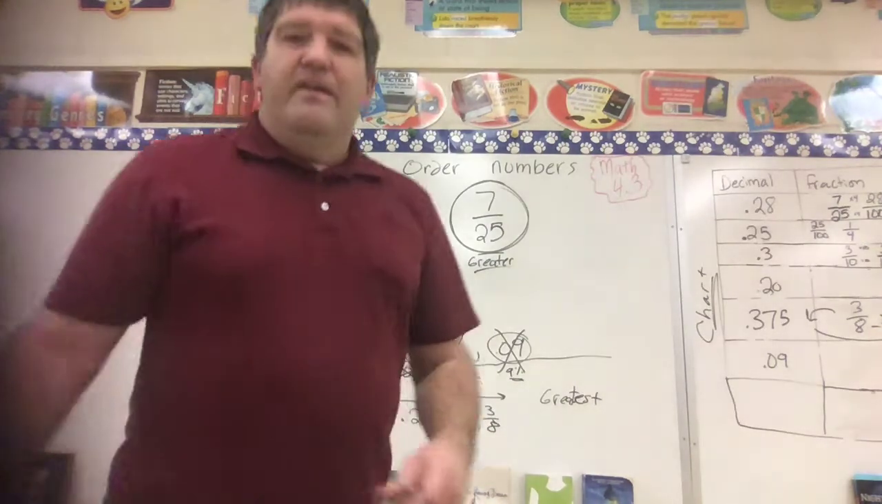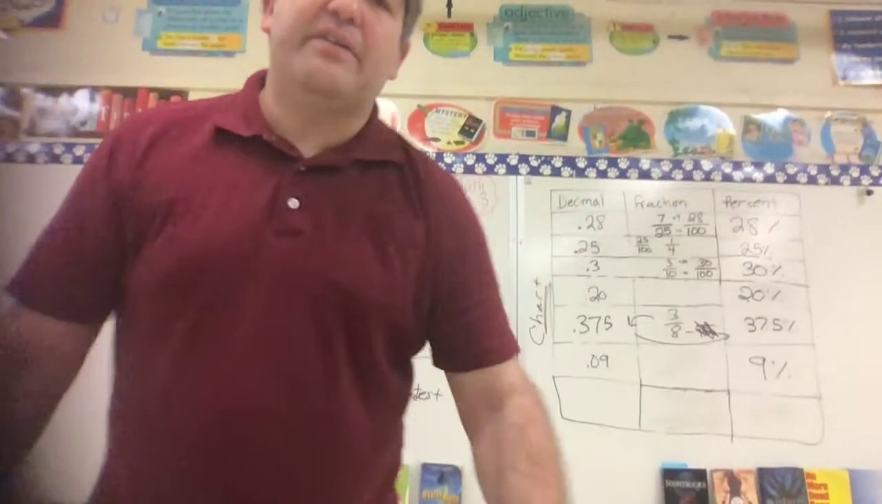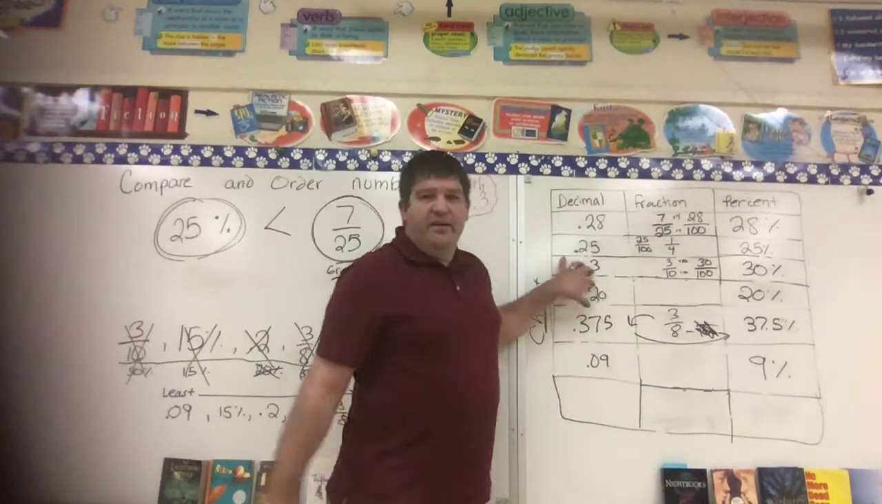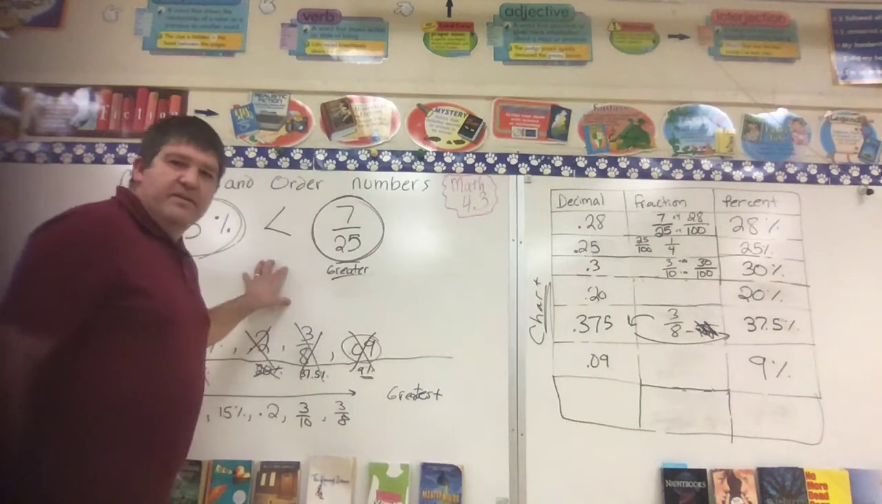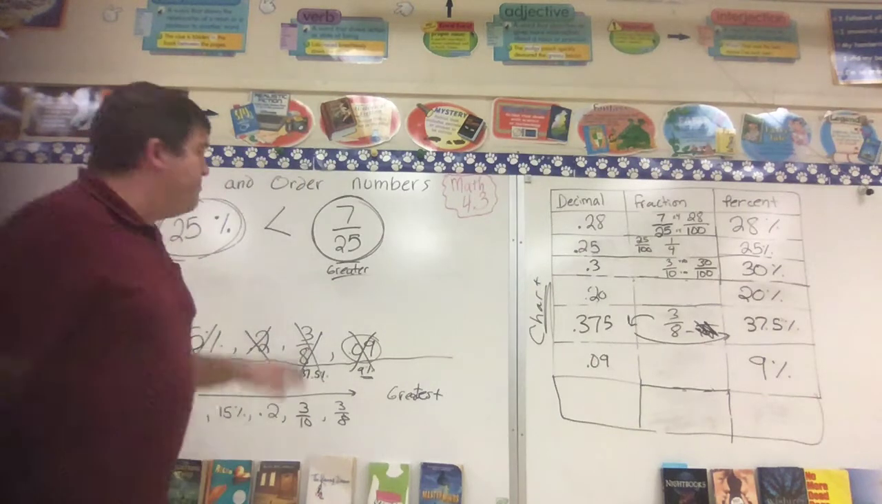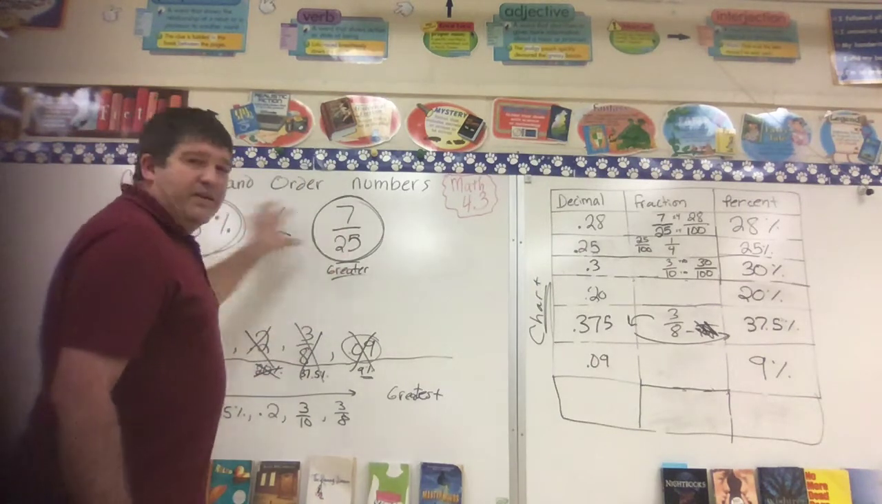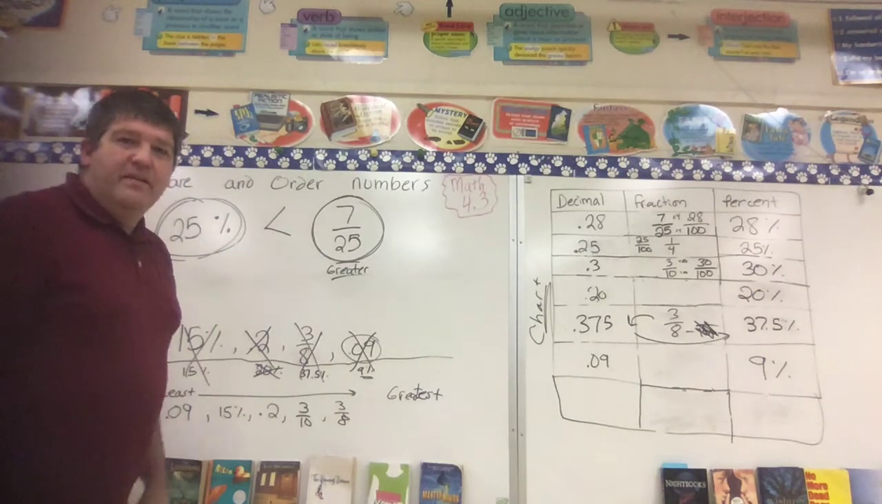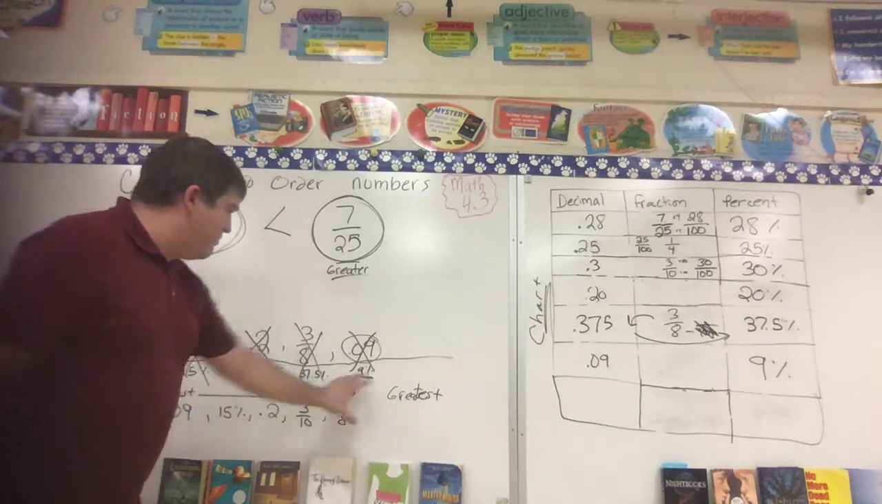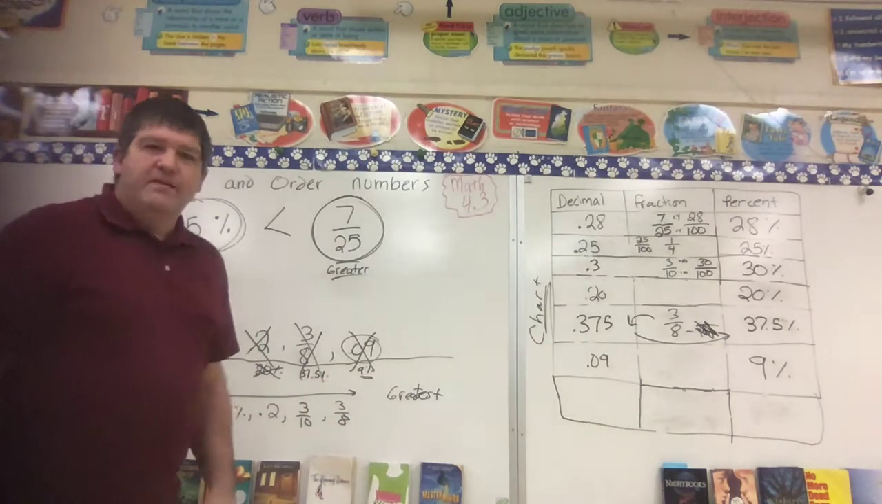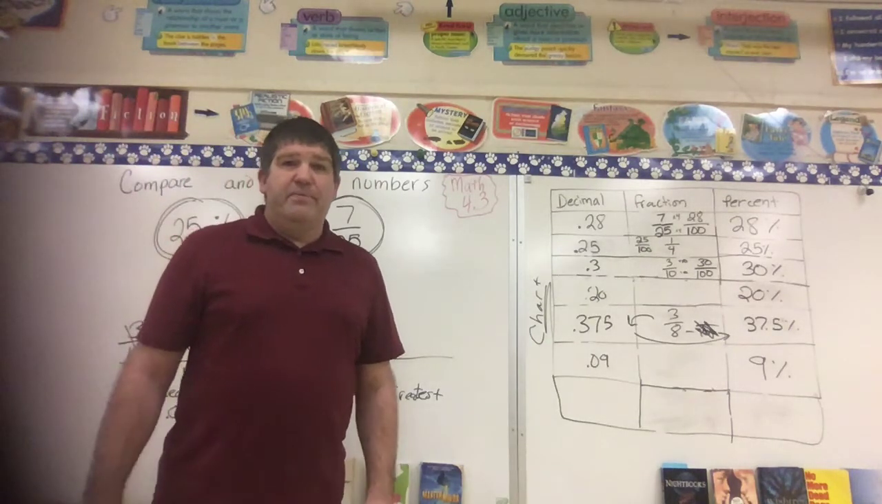Okay? So, using your chart, this chart here, and doing some conversion, you can now compare different kinds of numbers in different forms, either decimal, fraction, or percent, and then you can also order them. All right? So follow that method, and you should be all good.